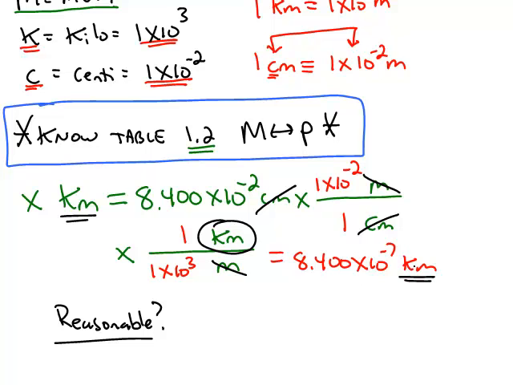A kilometer is a much bigger unit. So 10 to the negative 7 kilometers makes sense comparing it to 10 to the negative 2 centimeters. Because if this is the distance of 1 kilometer, this is the distance of 1 centimeter. When we're changing to a much bigger unit like kilometers, our answer will be a lot smaller than it will be for centimeters.